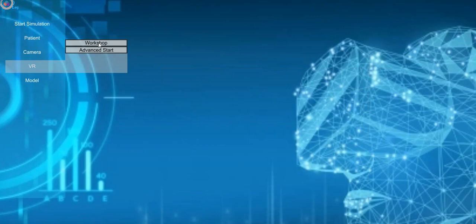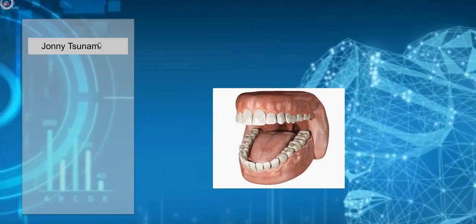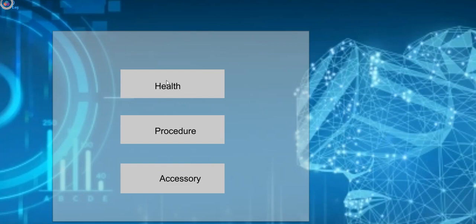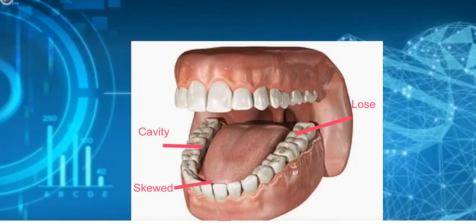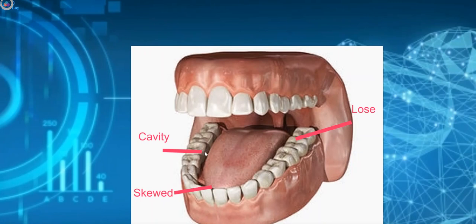This one's going to be over in the VR workshop. So we're going to go ahead and click Workshop, and what this brings you up to is the patient interface, and it's going to have a list of patients on the left here. And so we'll go ahead and grab Johnny Tsunami. From this menu, we have options for health, procedure, and accessory. If we click Health, we can see the general health report of Johnny's mouth. And as you can see here, Johnny has a cavity, a skewed tooth, and a loose tooth.